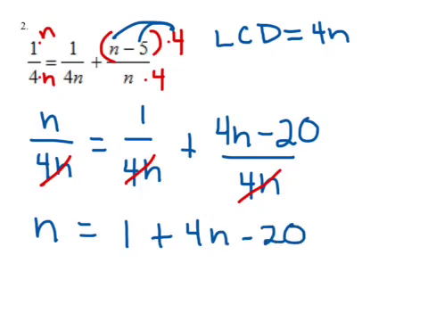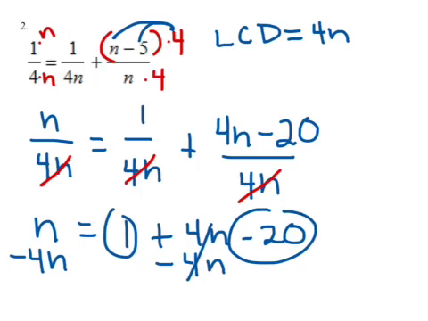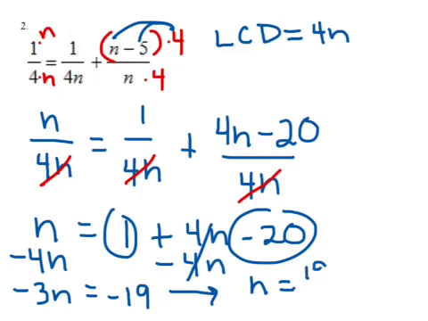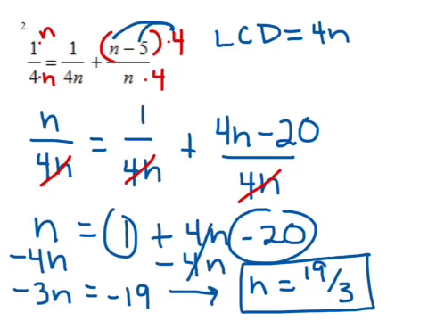Now, let's solve our resulting equation. By isolating our variable, we can subtract 4n from both sides and combine like terms. The 1 and the negative 20 gives us a negative 19 on the right side, and on the left side of our equation, we have a negative 3n. Dividing both sides by negative 3, we end up with n equals positive 19 thirds. And last but not least, let's check to make sure that our solution satisfies our given equation.